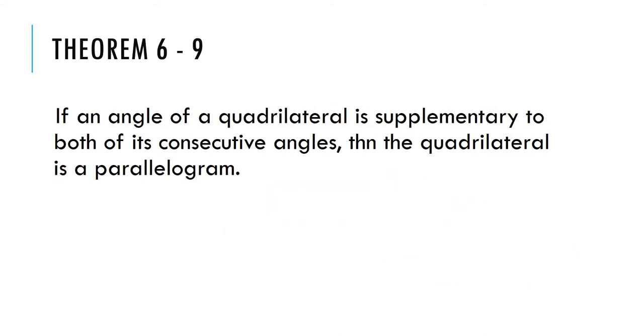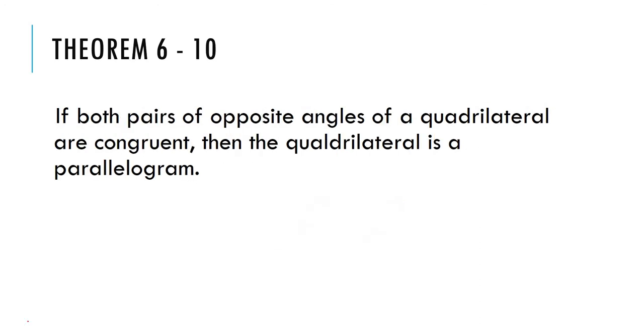Theorem 6.9. If an angle of a quadrilateral is supplementary to both of its consecutive angles, then the quadrilateral is a parallelogram. So if this is 70 and this is 110, those two are supplementary, and that's 70 and that's 110, so those two are supplementary and those two are supplementary, it is a parallelogram.